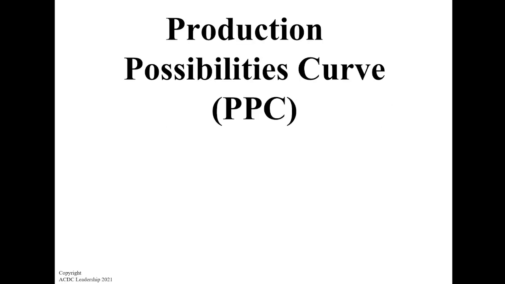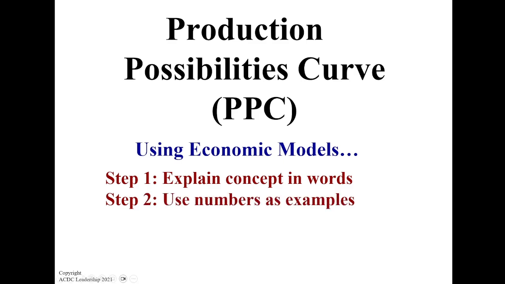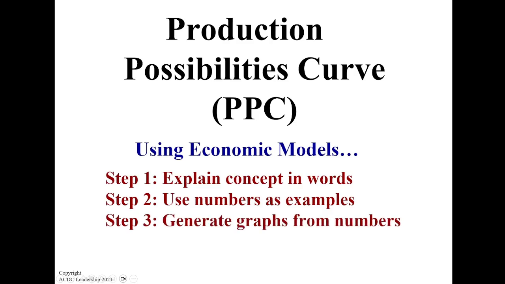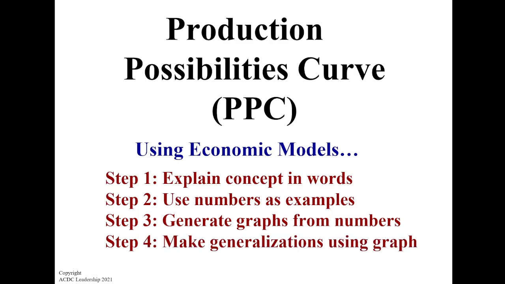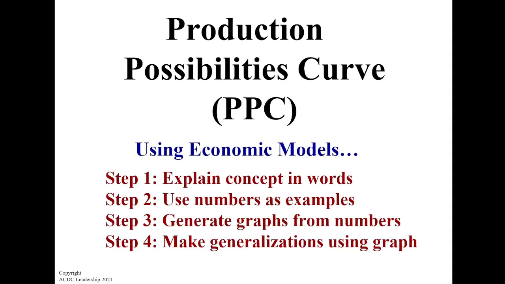So the production possibilities curve, using economic models, right? The first step is to explain the concept in words. Second, we'll use numbers as examples. Third, we'll generate the graphs from the numbers. And then we'll make generalizations using the graph. These 4 steps are important. This is how we will essentially draw our graphs for the production possibilities curve.